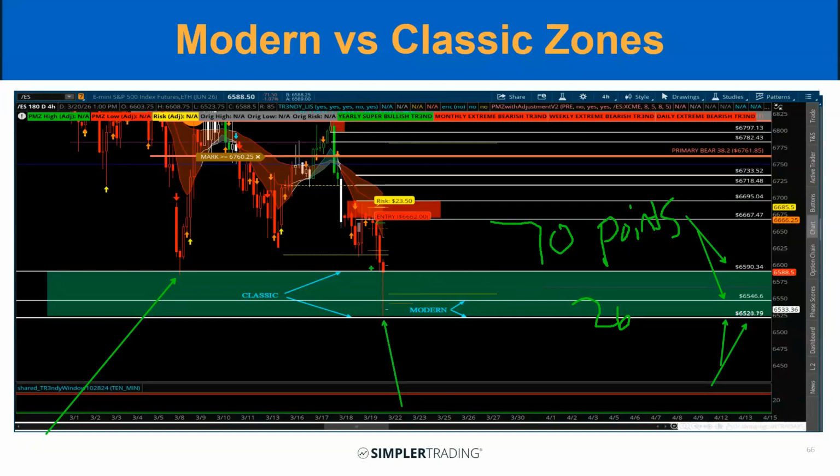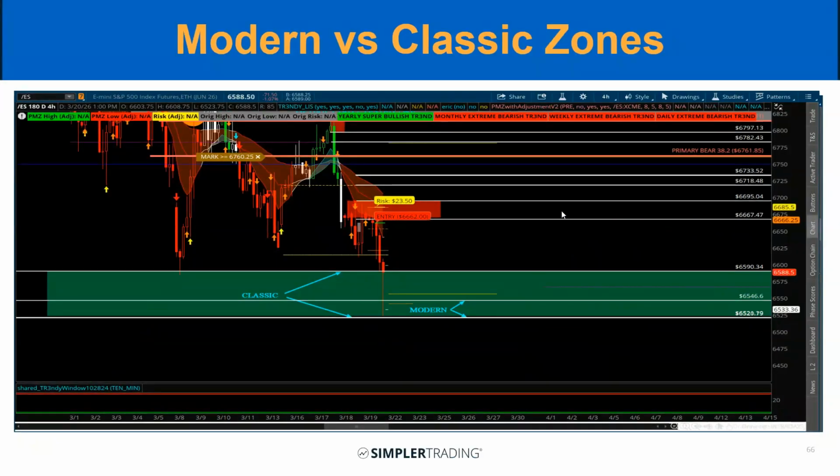The person who went long here at 65.90, this is where gray hair and possibly even no hair happens. But in the modern zone, here, this is a lot more tolerable. It's less risk. We know it's a demand zone, but we also understand that the overall sentiment is bearish. Okay?